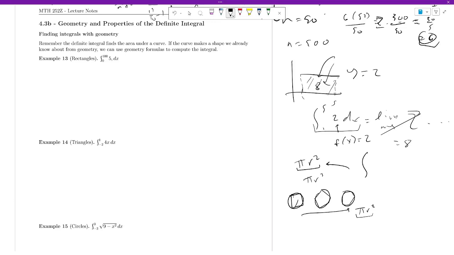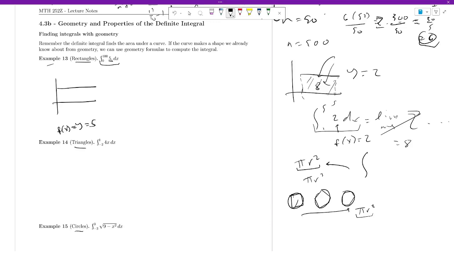So anyway, let's look. Our main examples of this geometry connection are going to be rectangles, circles, and also we'll look at triangles. So I basically did the rectangle example already, but let's just look at this one as a quick application. Someone comes to you and says, hey, what's this integral? And you're like, well, I don't really want to do a Riemann sum because that's annoying, but look, this 5 here actually means f of x is 5, and it's like the graph y equals 5.